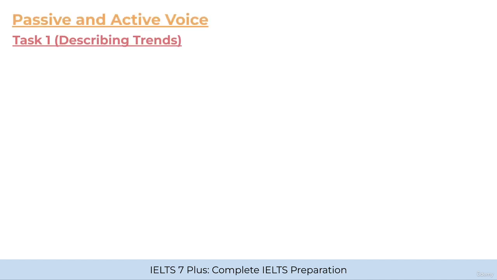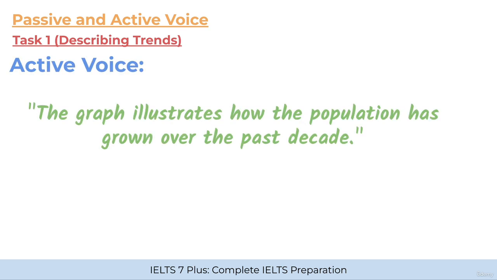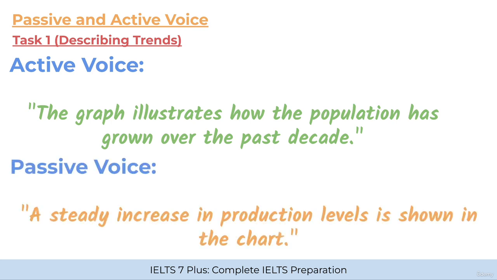Okay, so let's have a look at task 1. You can describe trends. So you'll have a piece of data. It might be all different types. It might be a bar chart. It might be a line graph. And you can use this active voice or this passive voice with this. So for example, active voice: the graph illustrates how the population has grown over the past decade. And in passive voice, you can really put the emphasis on the object and what was happening. So a steady increase in production levels is shown in the chart.